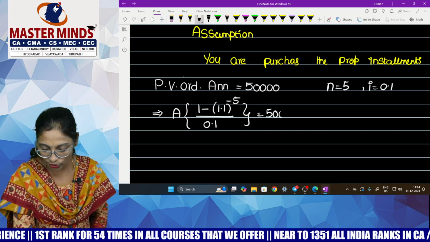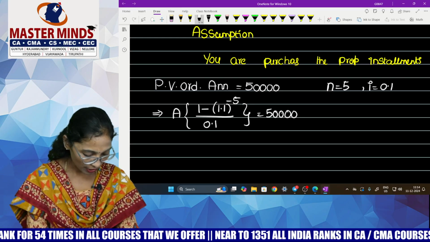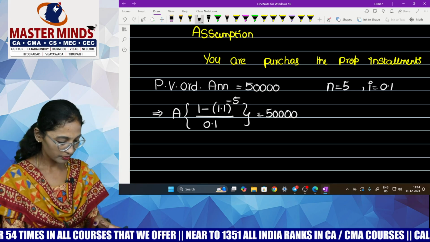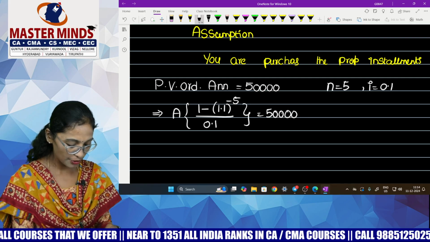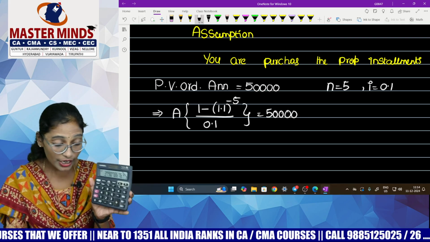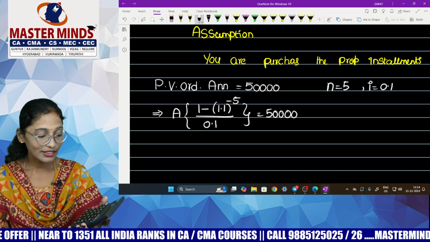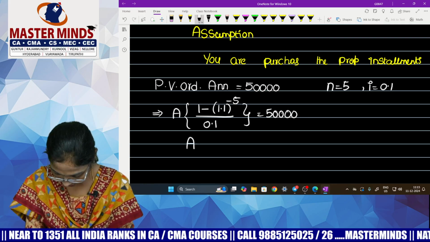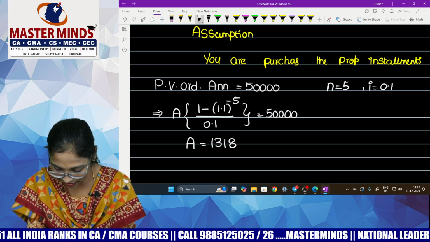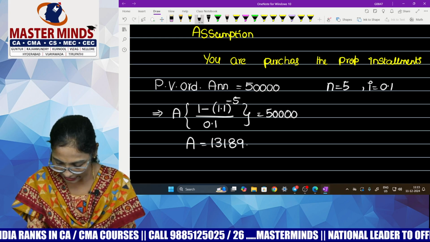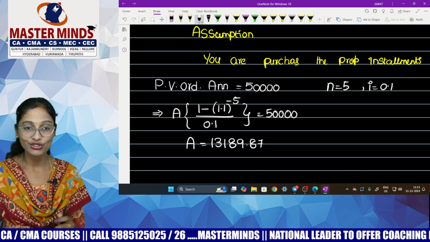Is any value given to you? If so, please make use of that value only. It is not given to you, no? So, calculate 1.1 whole power 5, then take the reciprocal, subtract from 1, divide by 0.1 and then divide into 50,000. So, what's your answer? 13,189. Now, I'll conclude. Guys, please be here. 13,189.87.